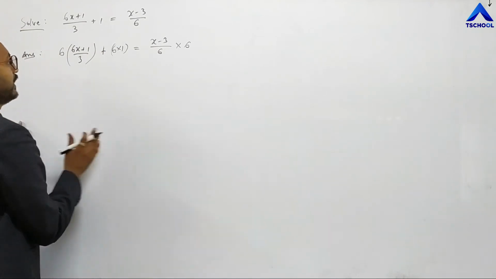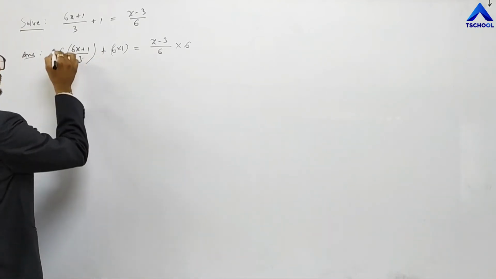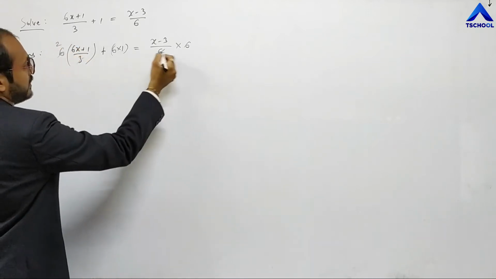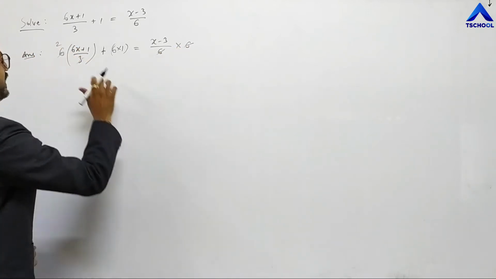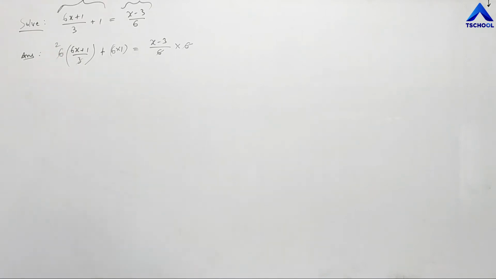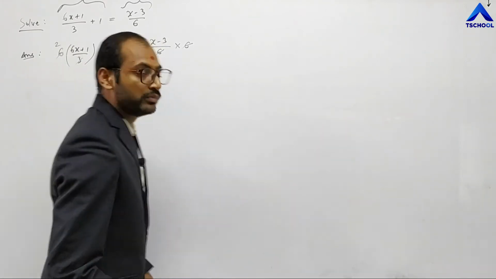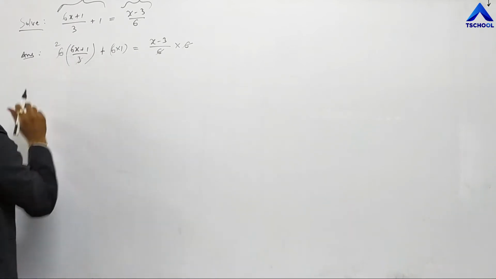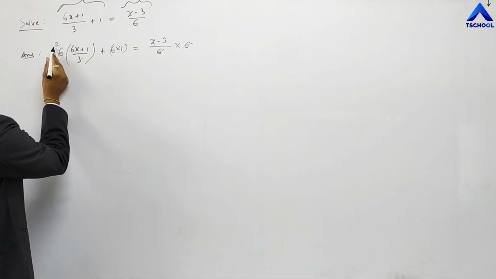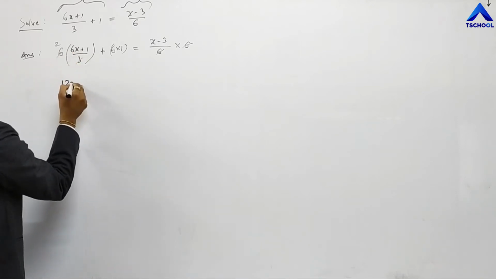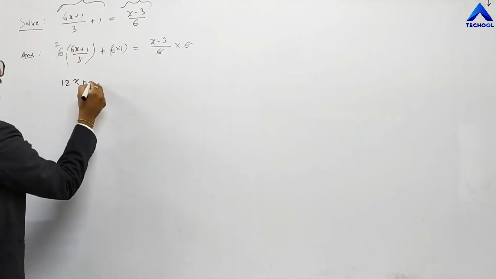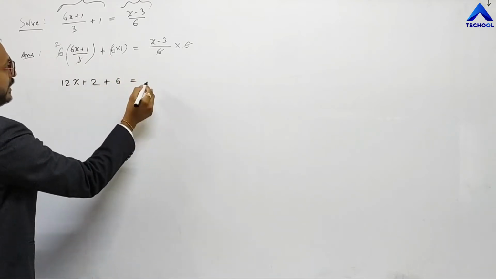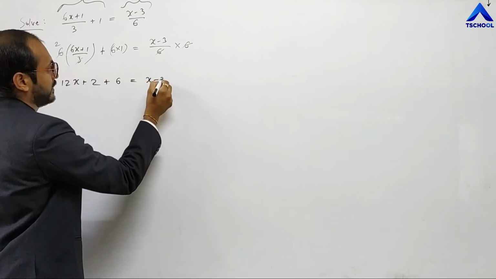Clear? Now let us simplify this. 3 2s are 6, and here 6 will be cancelled. So what is remaining now? Now what is the simplification? Here 2 6s are 12x plus 2 1s are 2 plus 6 1s are 6 equals to x minus 3.